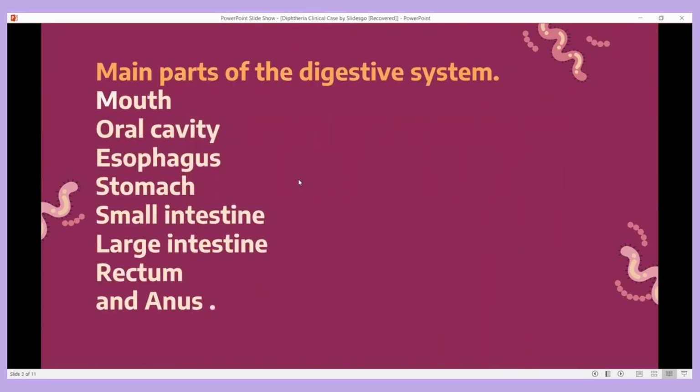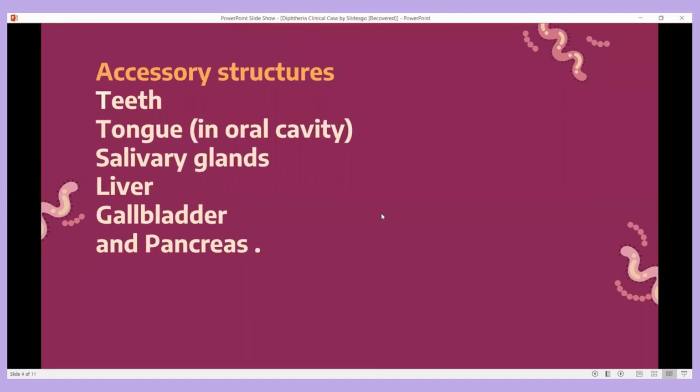These are the main parts of the digestive system. We have the mouth, oral cavity, esophagus, stomach, small intestine, large intestine, rectum, and anus. Other than these organs, we have some other accessory structures of the human digestive system. They are the teeth, tongue, salivary glands, saliva, liver, gallbladder, and pancreas.